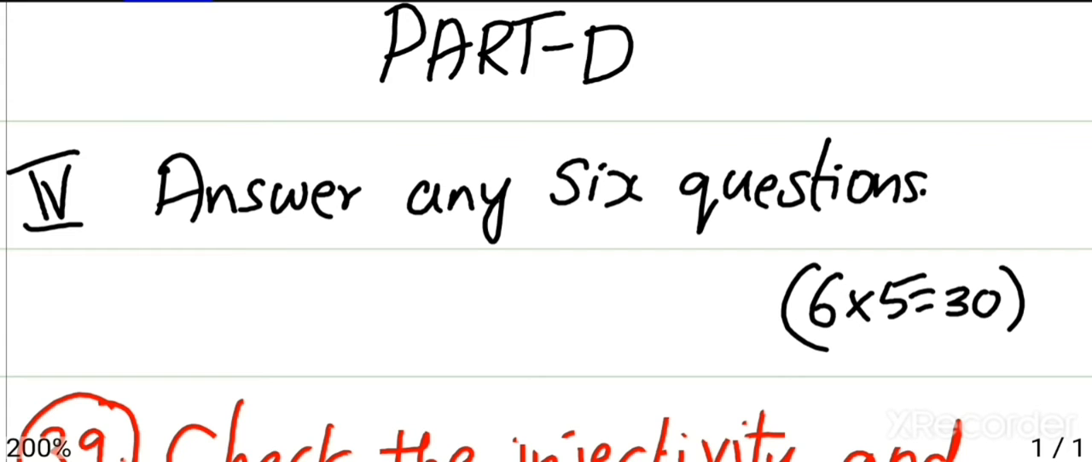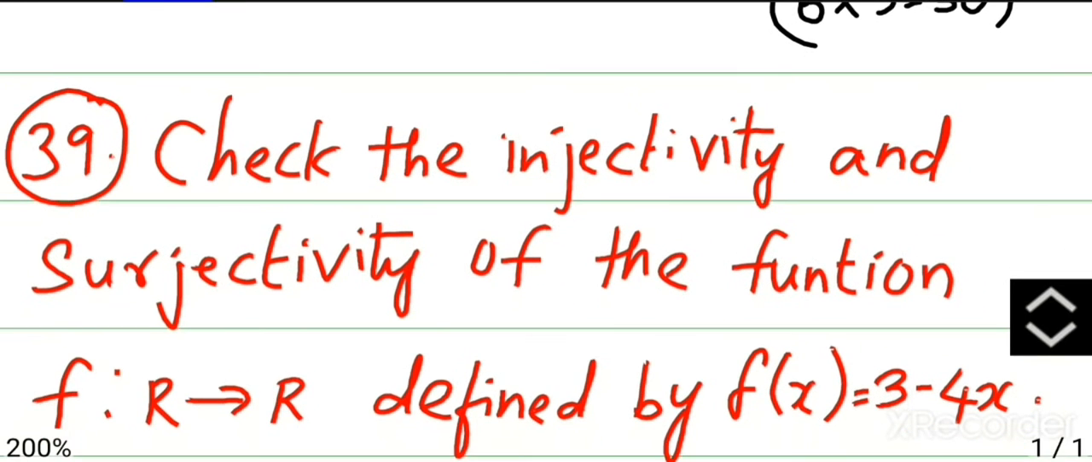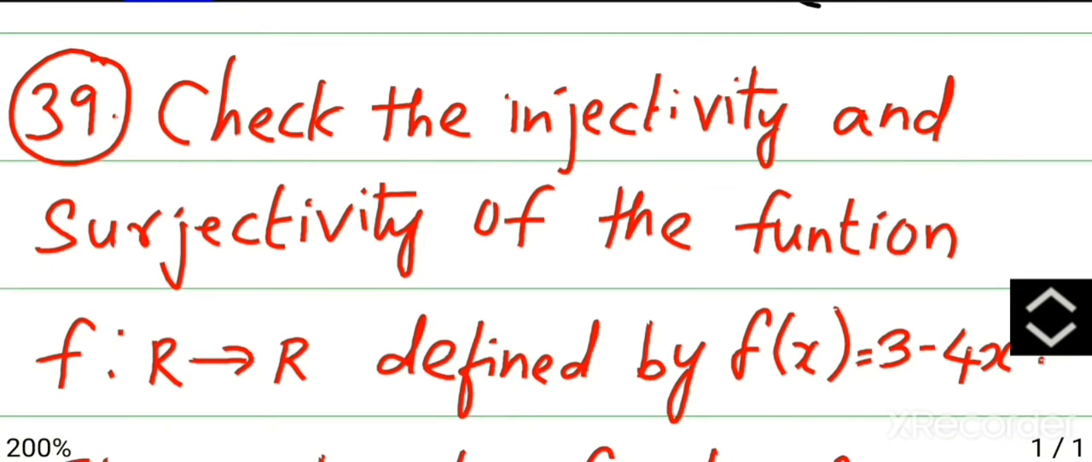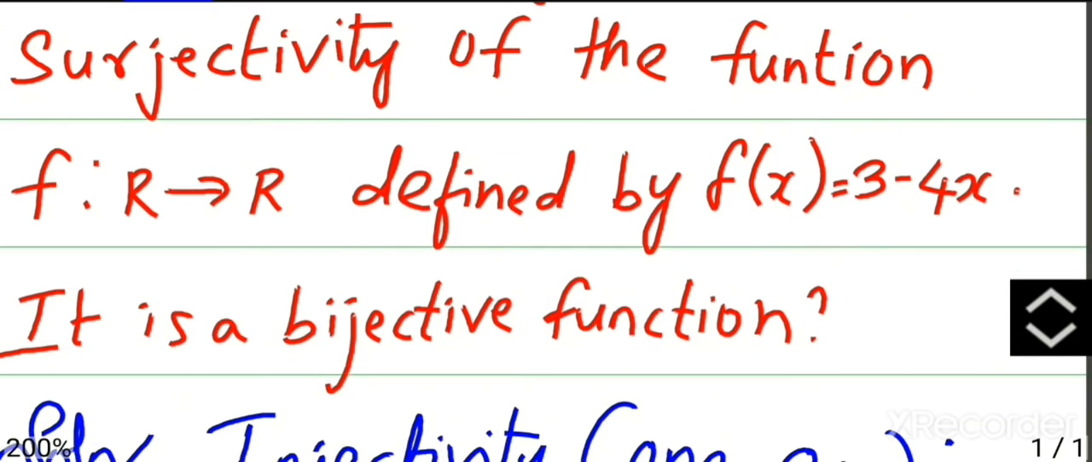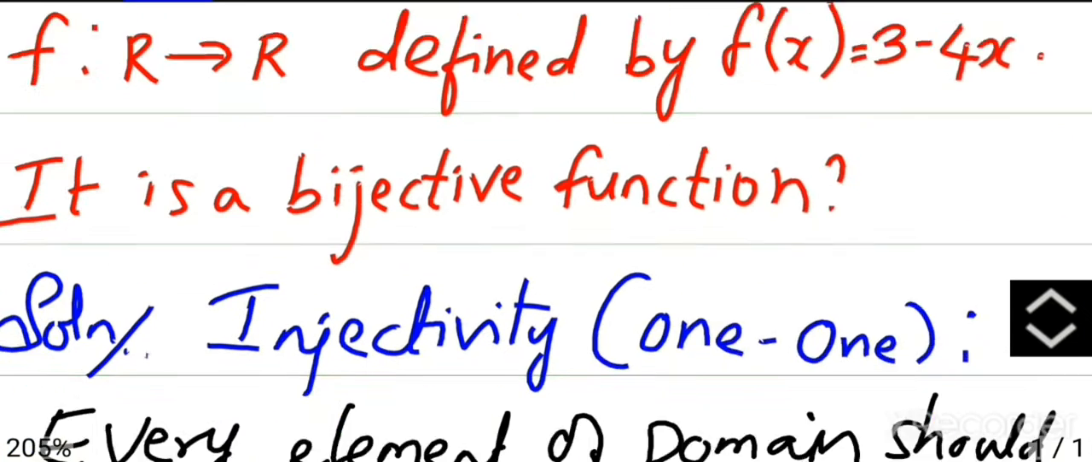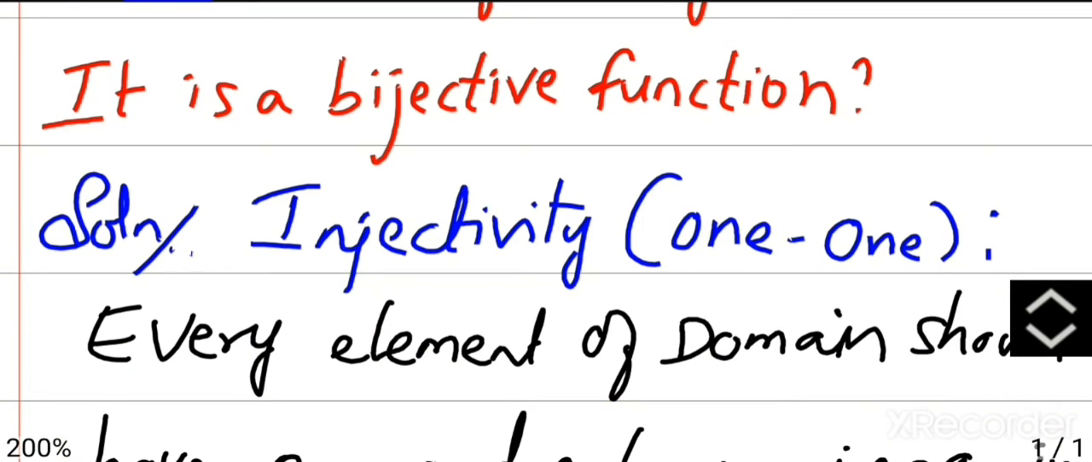Answer any 6 questions. So the first question is: check the injectivity and surjectivity of a function f from R to R defined by f of x is 3 minus 4x. It is a bijective function. First you have to check that it is injective and surjective, and then you conclude that it is a bijective function.